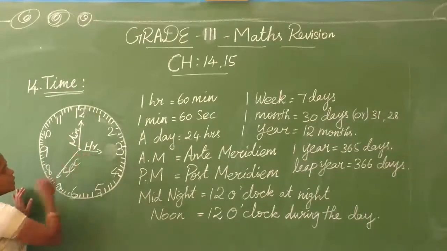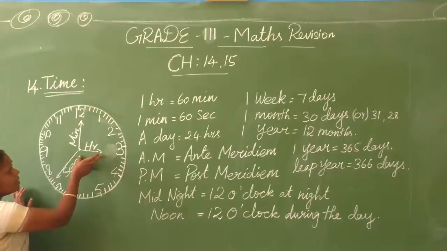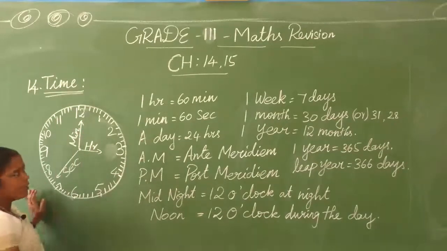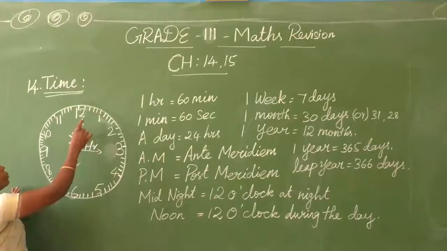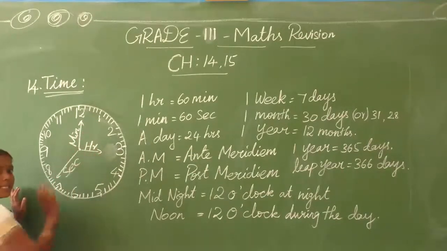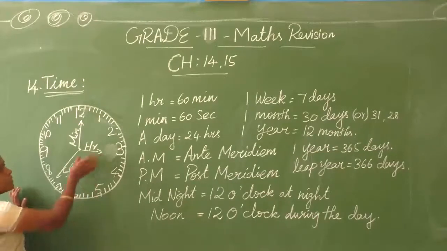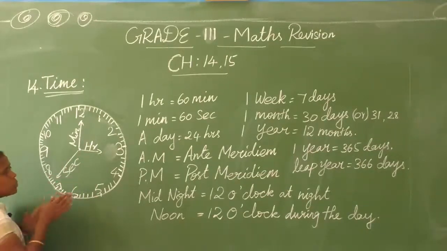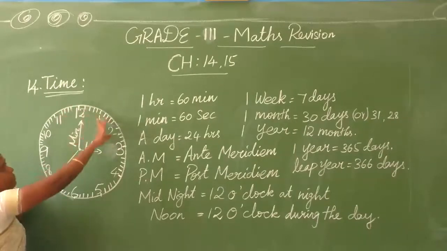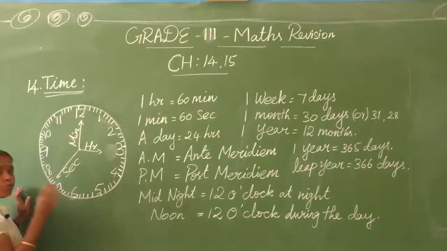That means what about the hour hand? The hour hand will move from one number to another number in 1 hour. That means to move from one number to another number, it takes 60 minutes. So it is the slowly moving hand. For completing one round, it takes 12 hours.